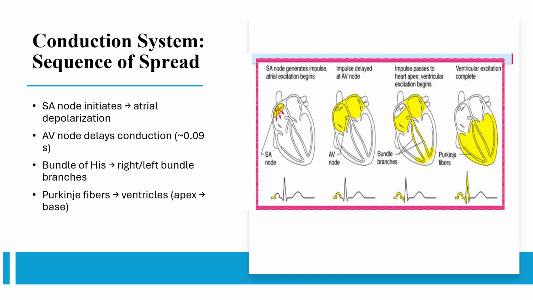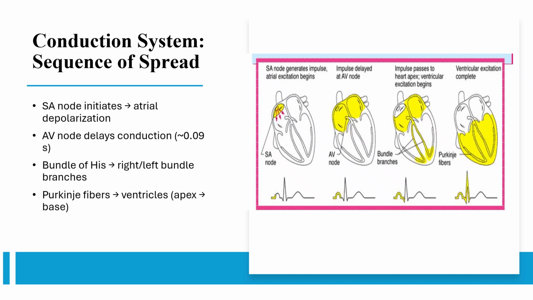From there, the impulse travels into the bundle of His, which quickly divides into the right and left bundle branches, carrying the signal down the interventricular septum. Finally, the depolarization wave spreads through the Purkinje fibers, which branch extensively into the ventricular walls. These fibers conduct impulses extremely fast, ensuring that ventricles contract from apex to base. That direction of contraction squeezes blood upward towards the semilunar valves and out of the heart.